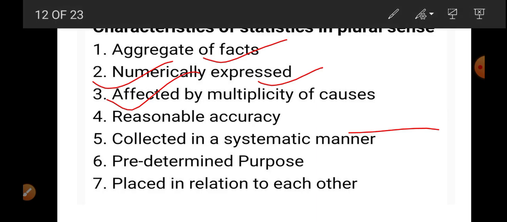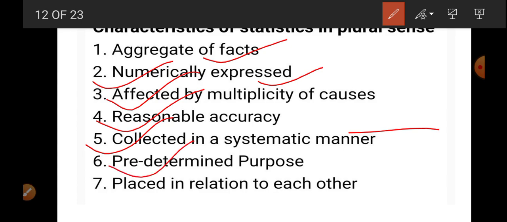Okay. Now, the next characteristic of statistics is reasonable accuracy. Data must be accurate. If data are not accurate, it is not going to give you a true result. Now next is collection in a systematic manner. So we should always collect the data in a proper, systematic manner. Then only we get an accurate result.